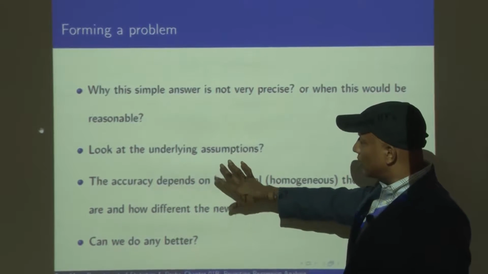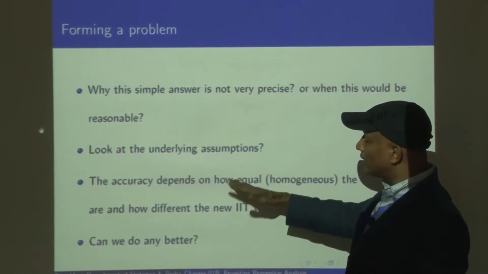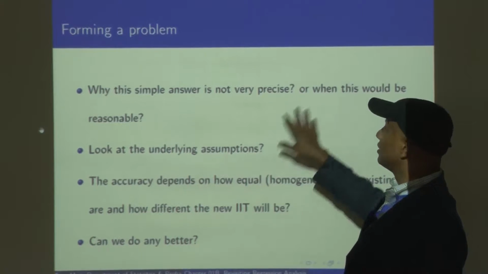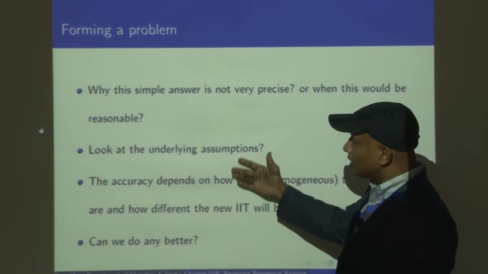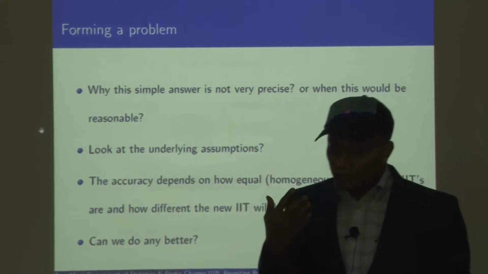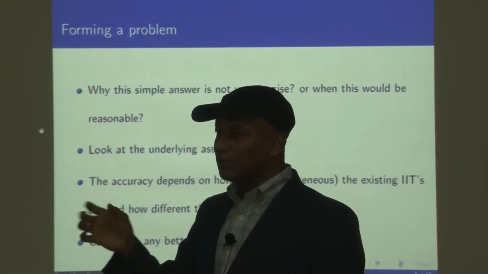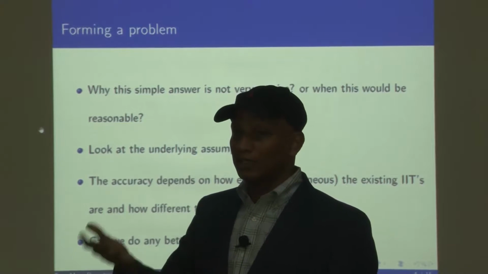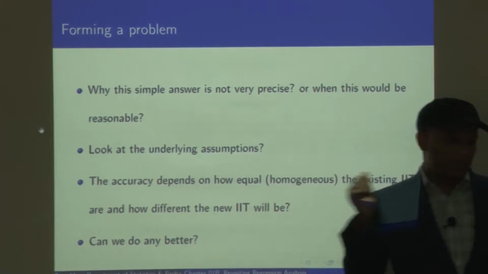But if there is no homogeneity, or if your new IIT is kind of different from this existing class of IITs, then your answer is not going to be reasonable. But all these things you can try to understand. As I said, I won't write the mathematical things, but if I interpret all of this, it boils down to when the answer is right and when the answer is not right. So can we do better?